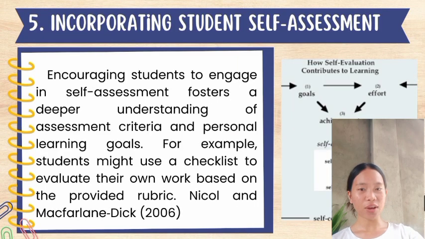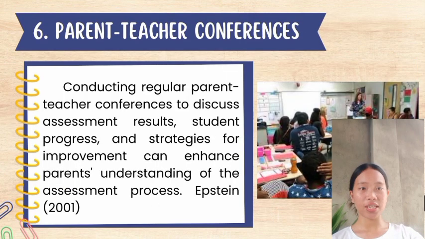Number five strategy is to incorporate student self-assessment. Encouraging students to evaluate their own work using checklists and rubrics helps them understand assessment criteria and their personal learning goals. For example, after completing a math assignment, students might use a checklist to assess their performance based on the rubrics.